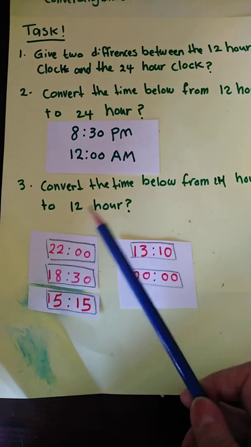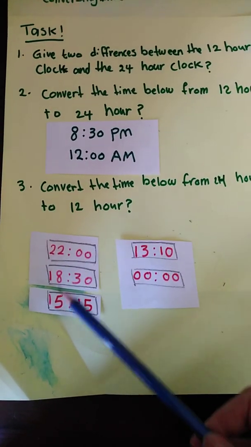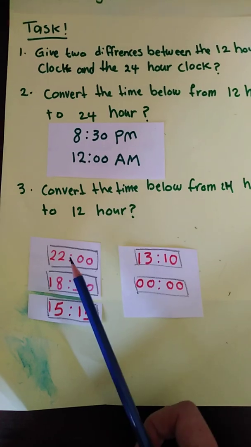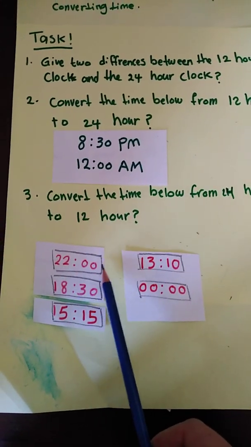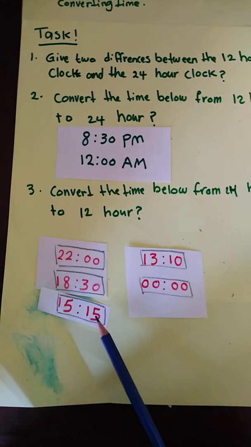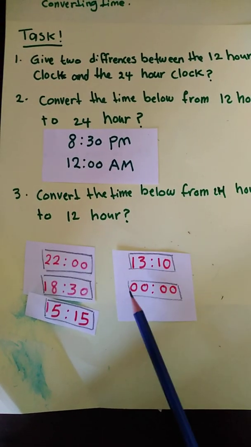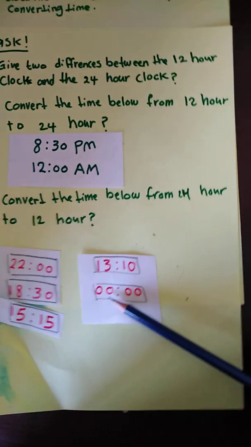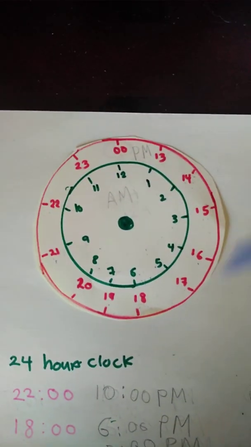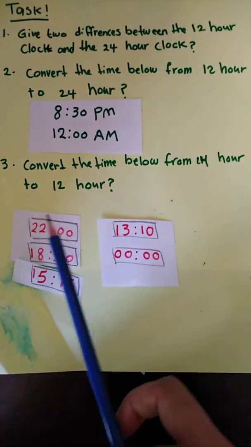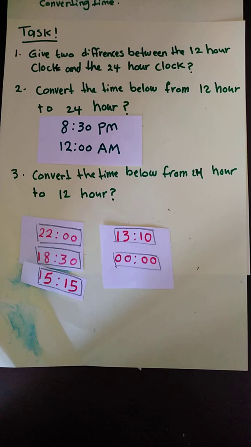How many times are there? 1, 2, 3, 4, 5 times. The times are 22:00, 18:30, 15:00, 13:00, 00:00. Let's remember 00 is midnight and it's AM. So we are going to convert these times to the 12-hour clock.